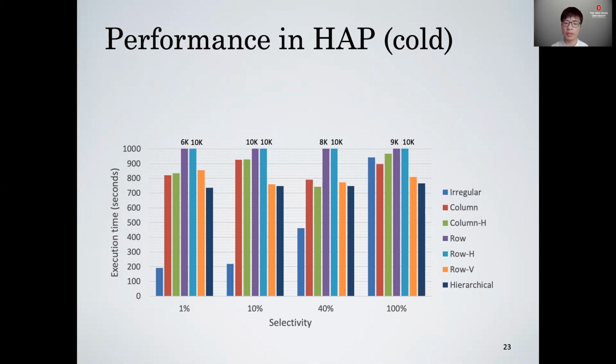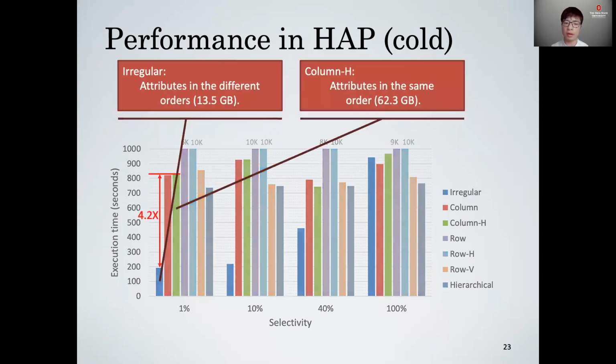For example, we change the query selectivity, query projectivity, number of query templates, and so on. But here we only show the selectivity experiment. Let's first compare the irregular partitioning with the column baselines, namely a plain column store and the horizontal partitioning in the column store. We find that both baselines have almost the same performance, but the irregular partitioning is up to 4.2 times faster than both baselines.